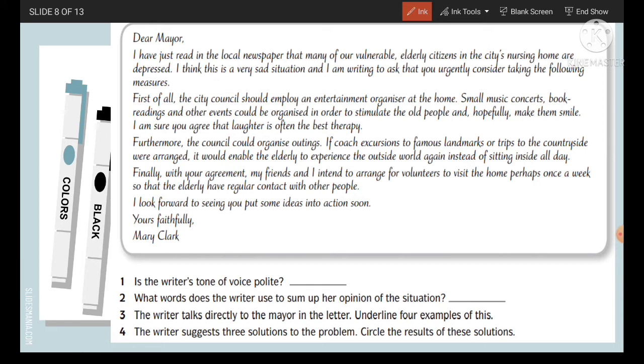Is the writer's tone of voice polite? Adakah tone yang digunakan sangat sopan or tidak kasar? Of course, the answer is yes. Okay, what words does the writer use to sum up her opinion of the situation? So what are the words that the writer used? So in this letter, the writer used the words, "This is a very sad situation." Okay, that is the writer's feelings toward the situation.